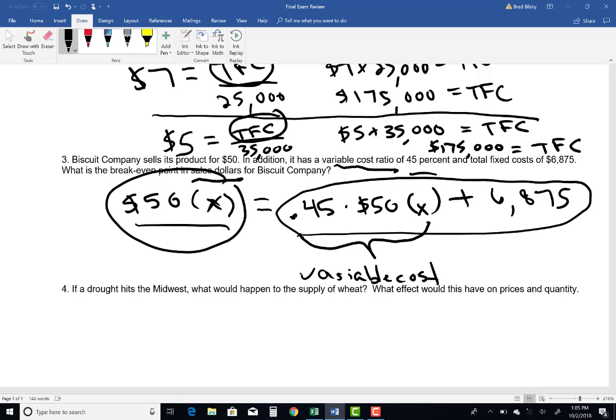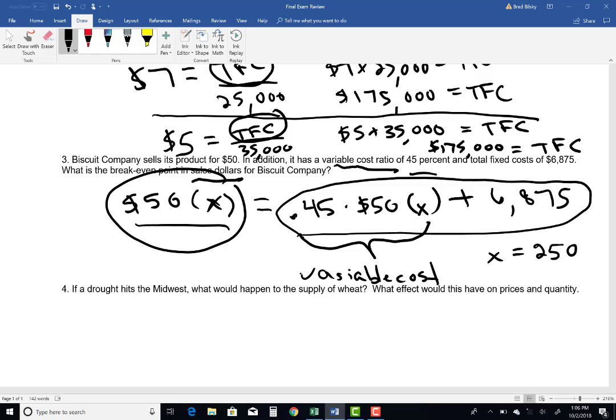So if we break down this calculation, you can work through the math here. Basically, you're going to get X equals 250. So 250 is the number that makes both sides equal. Now, that's the number of units sold. So if we sell exactly 250 units, our revenue exactly equals our cost. We break even at that point.